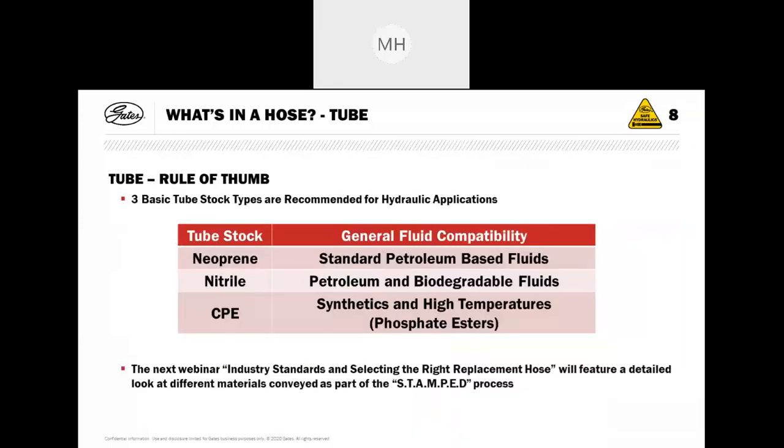As a rule of thumb, there are 3 basic tube stocks recommended for hydraulic applications. We have neoprene, for standard petroleum-based fluids; nitrile, for petroleum and biodegradable fluids; and CPE, which is chlorinated polyethylene, for synthetics and very high temperatures. In the next webinar, we will be talking about selecting the right replacement hose. We'll be working through the stamped system with this, so you can get a better understanding of selecting the correct tube for the fluid being conveyed.